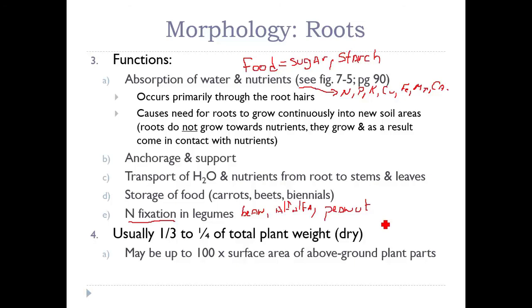So it happens on the roots. The roots are colonized, and I'll show how this is done when we talk about some of these particular leguminous crops a little bit later on. Roots are generally about 1/3 to 1/4 of the total plant dry weight, so they don't make up the majority of the plant dry weight. They may, however, even though they weigh less, have up to 100 times the surface area of the above ground plant parts, because it's important that they have a lot of surface area to come in contact with as much soil and soil particles as possible to absorb the nutrients and the water that's there.